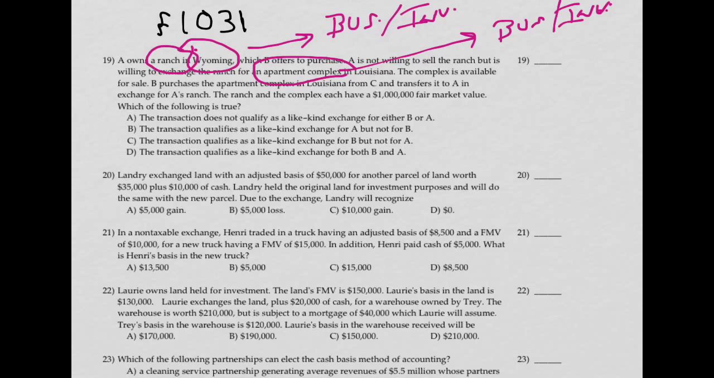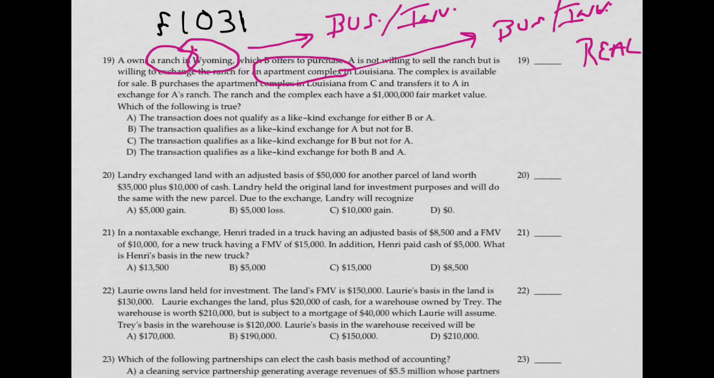Property is a very broad definition. And when I say property, real property, very broad definition. And so we have enough to say there's a like kind property here. That's great. Now let's see what happens next. The complex is available for sale.